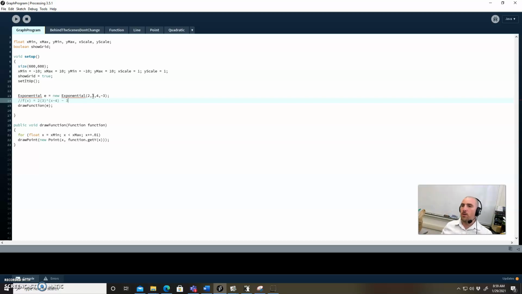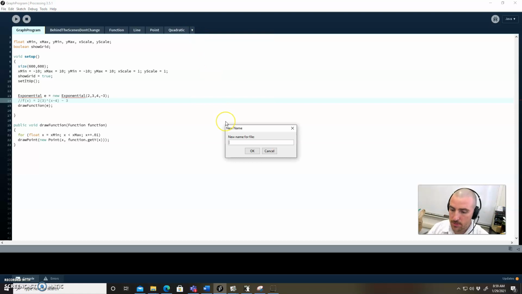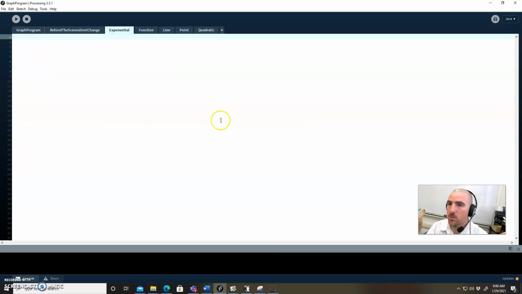So if you know about transformations, it's like you have the base function 3 to the x, you get a vertical stretch of 2, you have a horizontal shift to the right of 4, and you have a vertical shift down of 3. So we want to be able to draw that function. Well, we want to create an exponential class. Exponential. Okay? And remember, we want it to extend function.